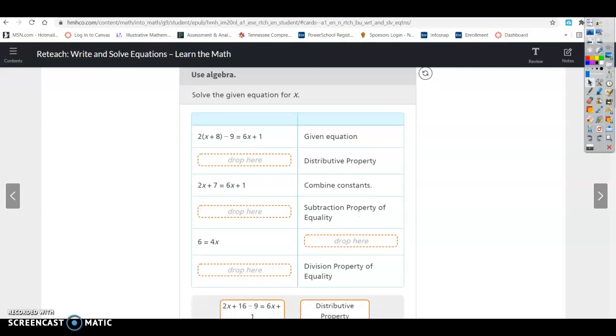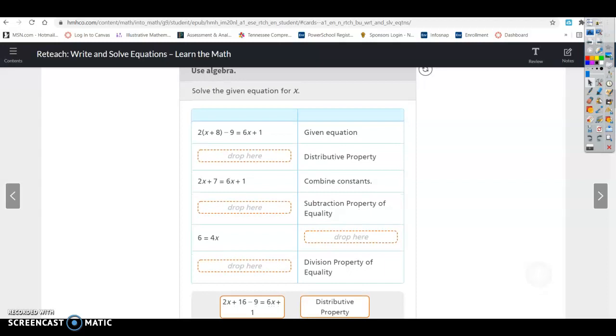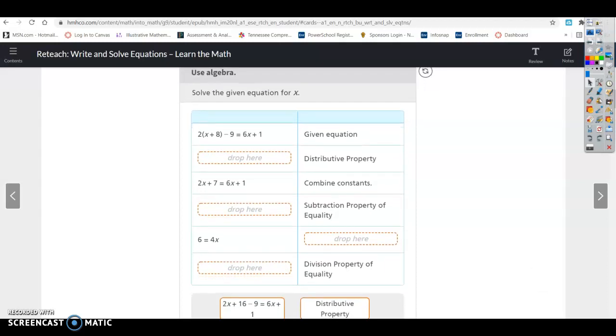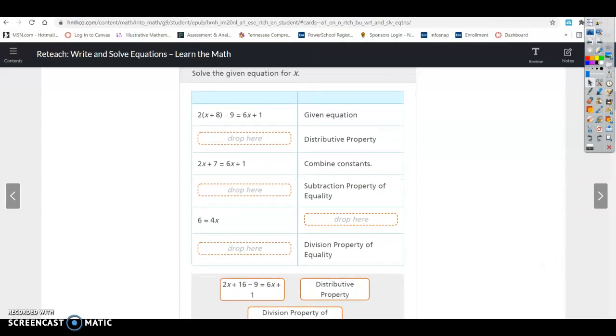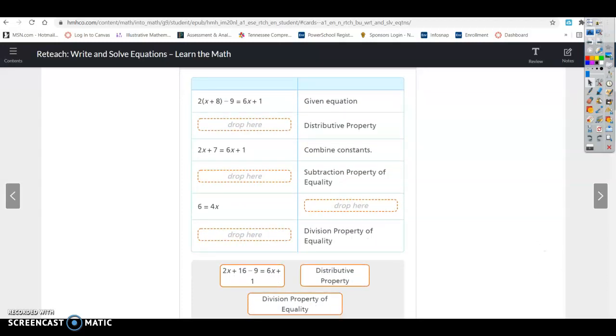Alright, so it says solve the given equation for x. So when you see an equation, the first thing you want to do is get rid of the parentheses. To get rid of the parentheses, you have to use the distributive property. So distributive property tells us that we're going to multiply the 2 by both terms inside the parentheses. So 2 times x is 2x, and 2 times 8 is 16.